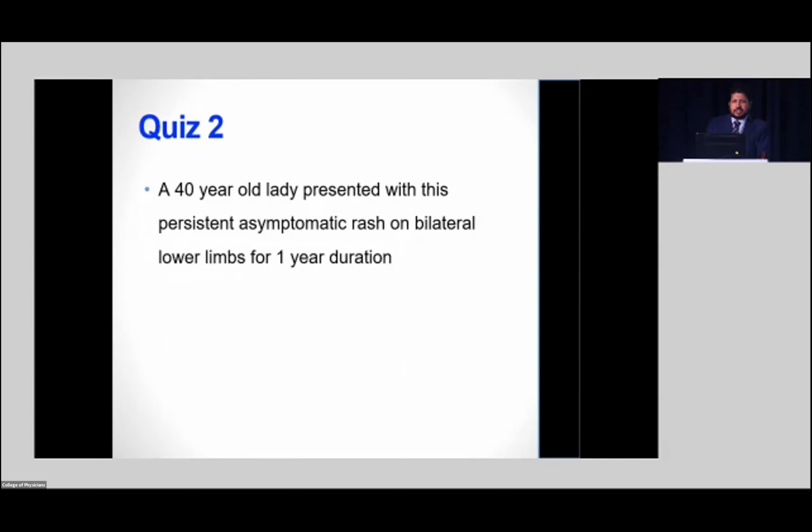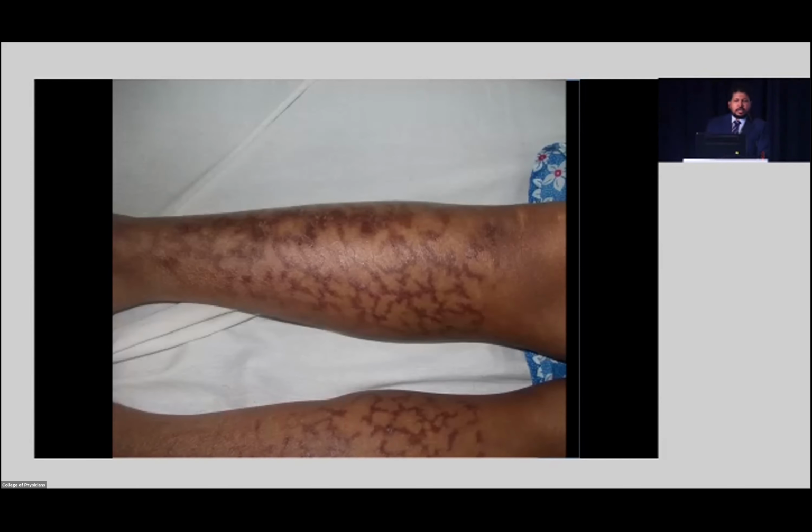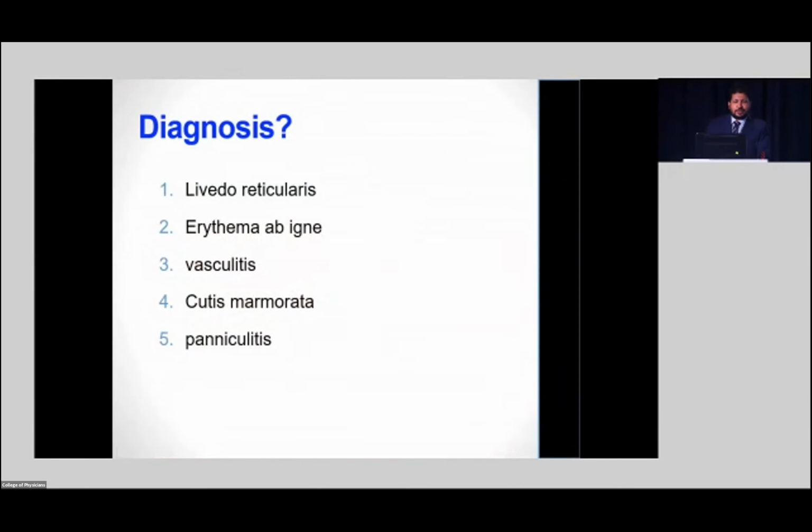So the next patient is a 40-year-old lady who presented with this rash, asymptomatic, for 1 year's duration. You can appreciate the dusky coloration, mild scaling, and then a network-like retiform pattern on the skin. So what is the diagnosis? Time to start voting. Is it livedo reticularis, erythema ab igne, vasculitis, or cutis marmorata, telangiectasia, or panniculitis?